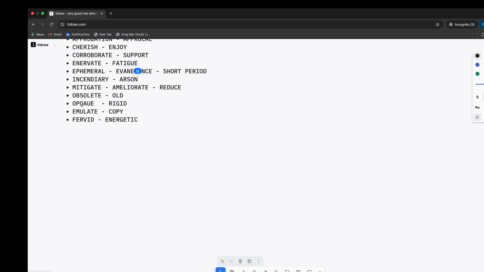Careless is done. Disparate is, okay, different. Heterogeneous is disparate. The incendiary is done. Then you have inimical, something which is damaging, like inimical or hostile.